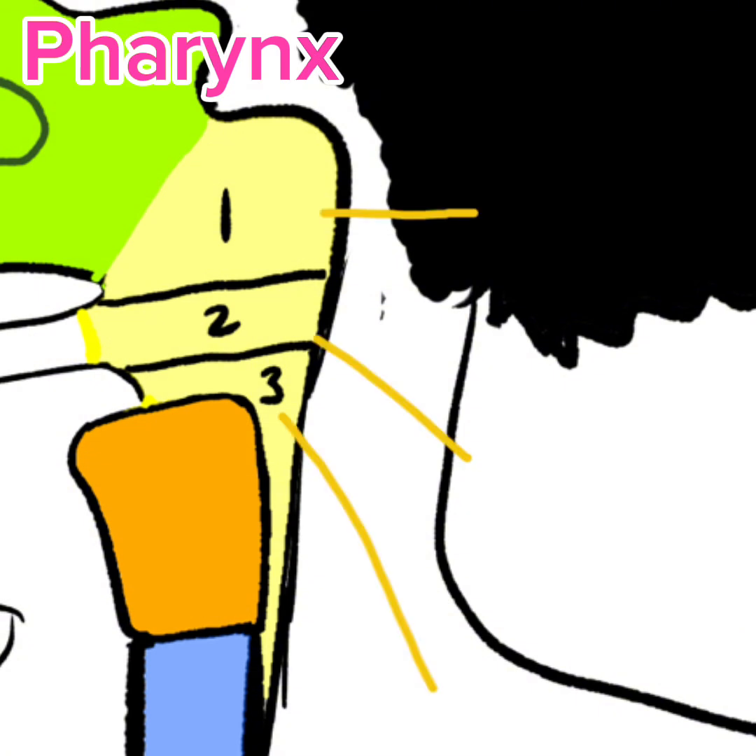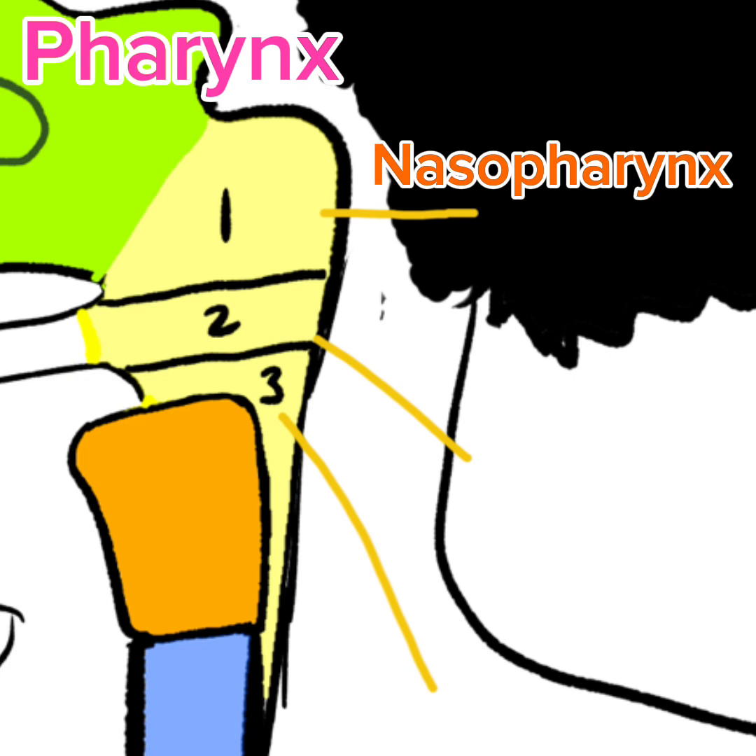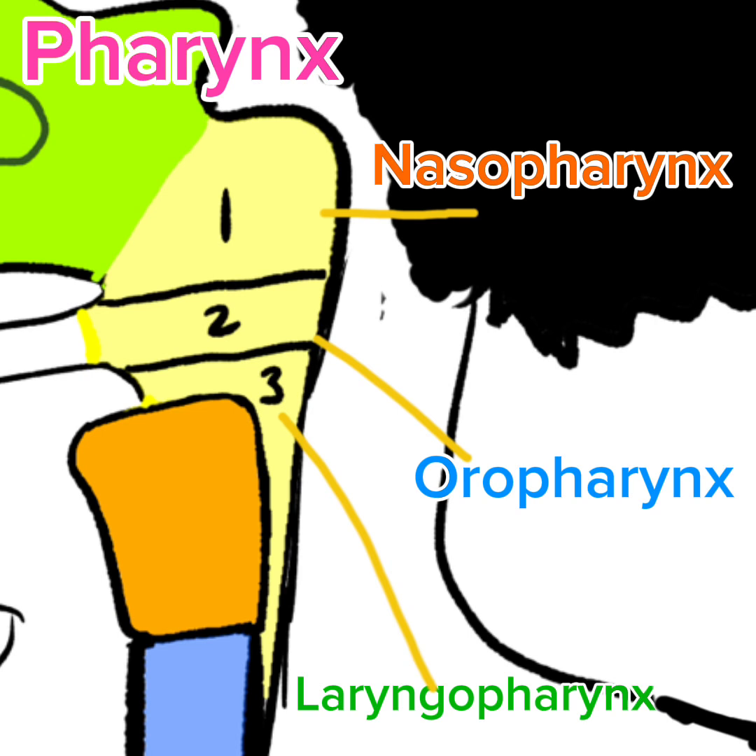The first is called the nasopharynx. It is an air passageway. The second is called the oropharynx, and it is an air and food passageway. The third is called the laryngopharynx, and it's also an air and food passageway.